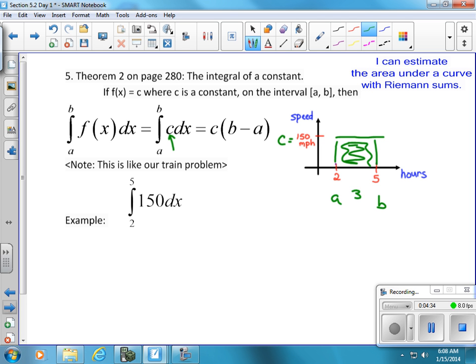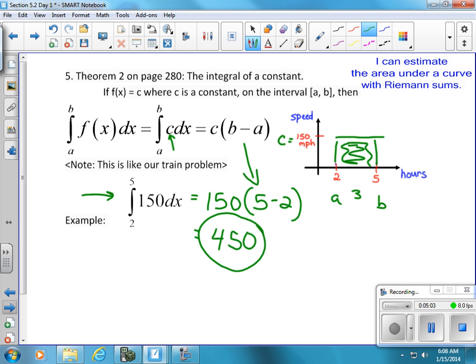All right, so the way we write this out with an integral using the numbers, this is 2 to 5, our interval of our problem, times 150, which is our constant. This means that we take 150 times b minus a. Right, that's what we're doing here. And that's just 150 times 3, which is 450.